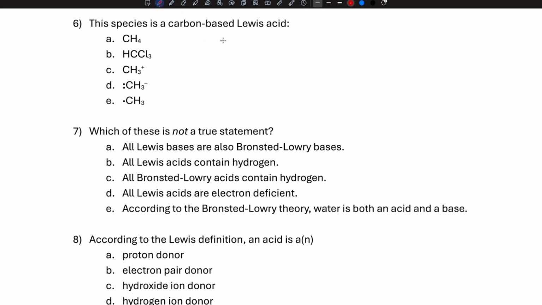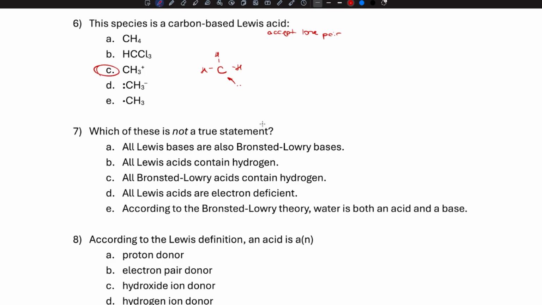In question 6, we're looking for the species that is a carbon-based Lewis acid. So just remember that a Lewis acid is going to be accepting a lone pair. And if it can accept a lone pair, we need to have space for this lone pair. If we consider this carbocation or positively charged carbon, a positively charged carbon has 3 bonds and no lone pair, right? No lone pair. Meaning that we can end up with an extra lone pair. We can accept a lone pair, and then that qualifies as an acid.